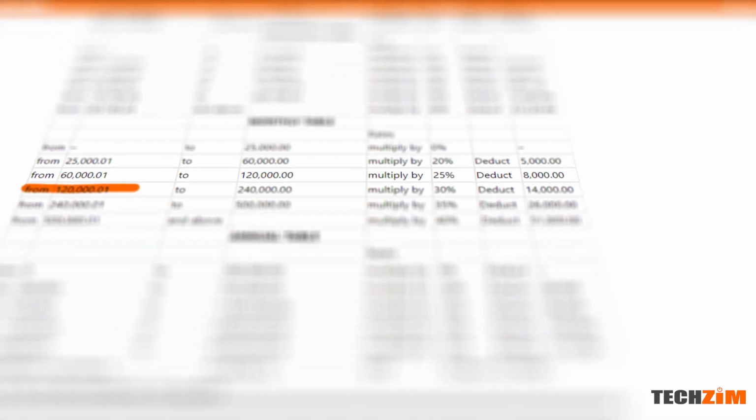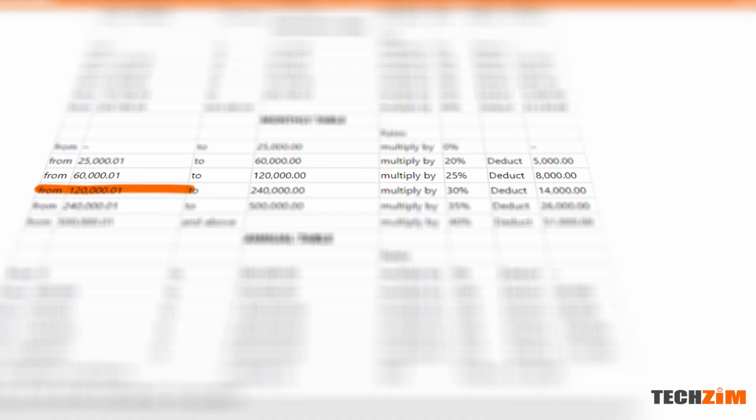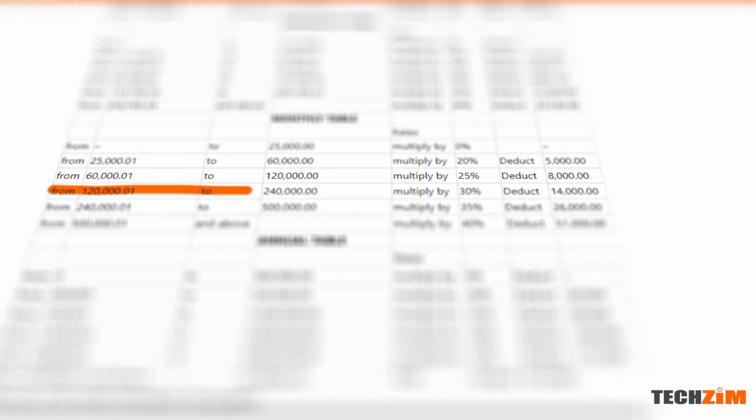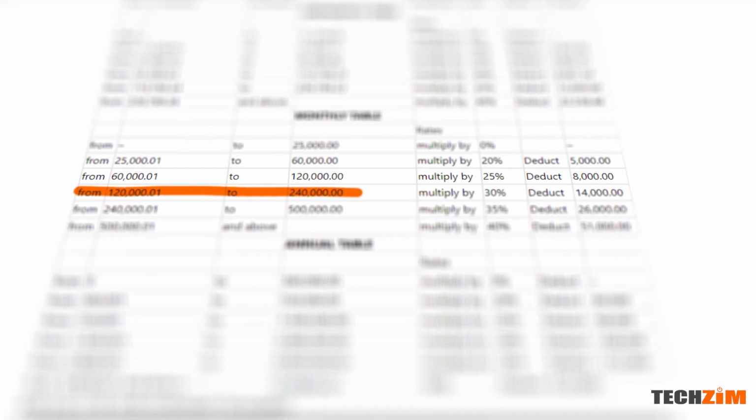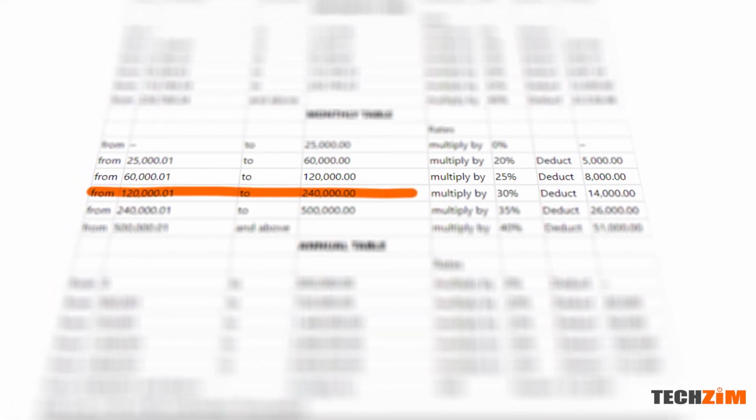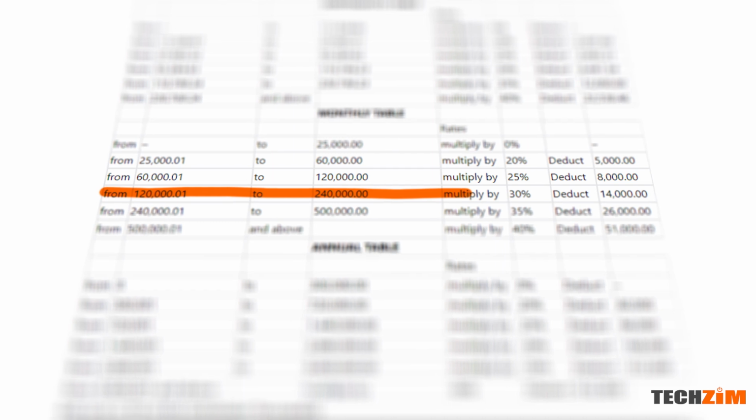This individual falls between the 120,001 to 240,000 range. To get their net earnings, we'll need to multiply their gross earnings, 200,000, by 30%. From that result, subtract 14,000. So for our fictional employee, the income tax per month is 46,000.